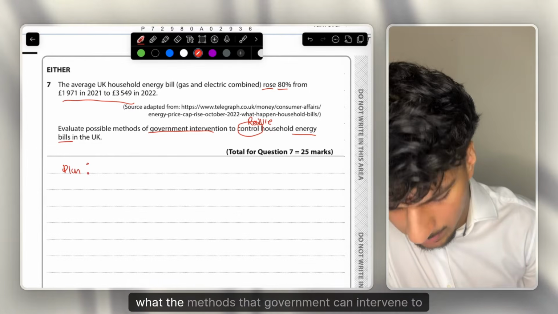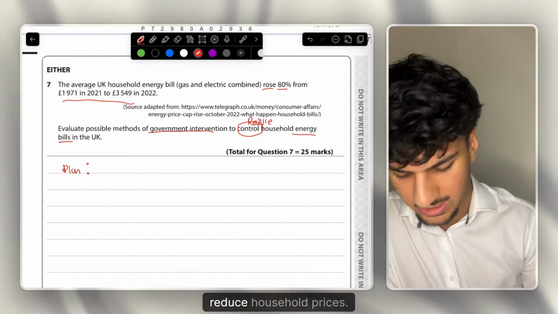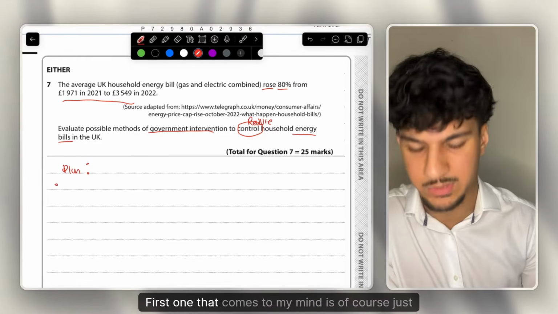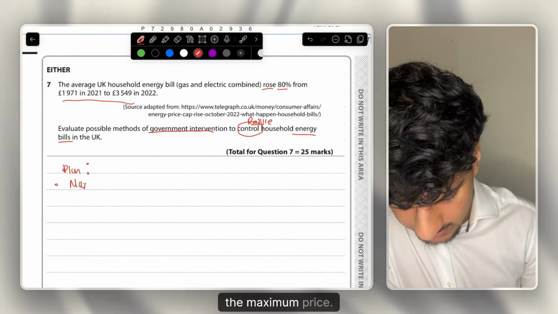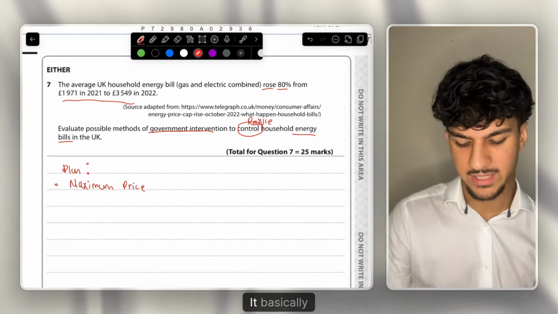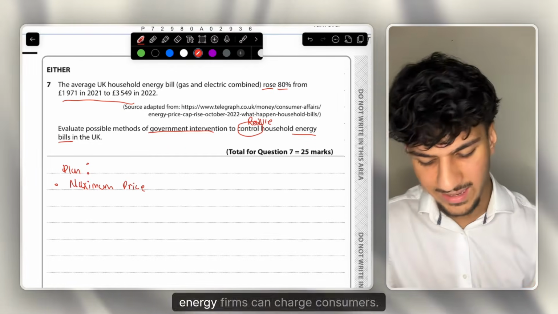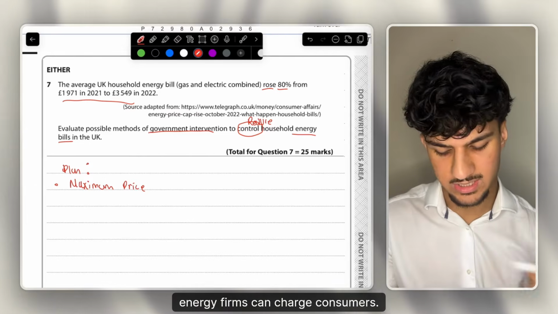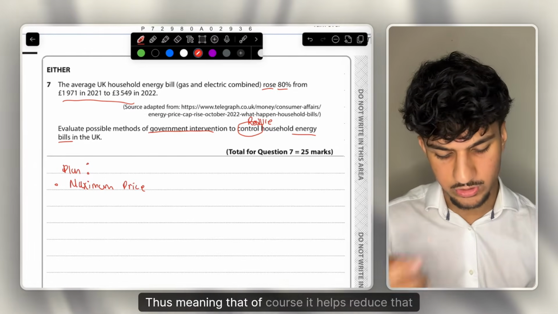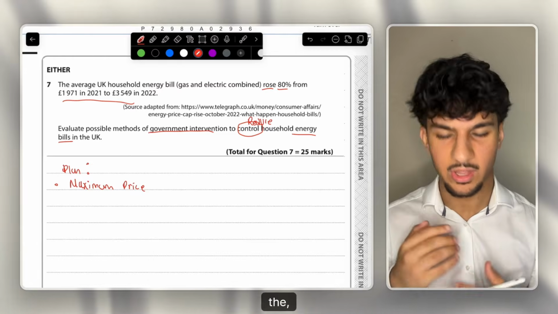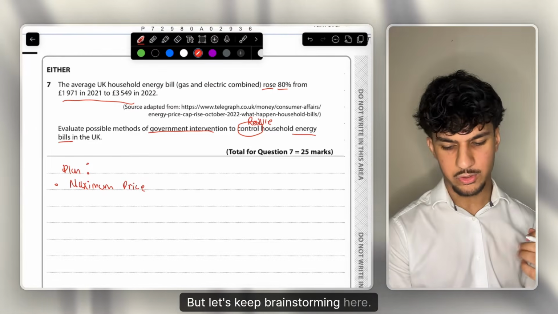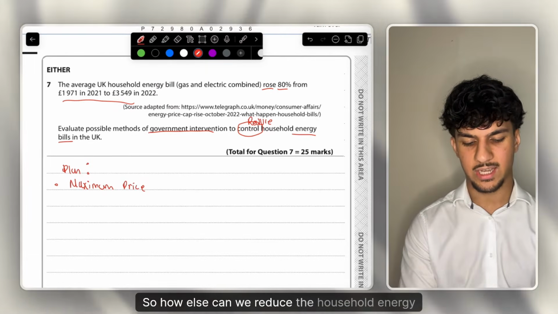So what are the methods that government can use to intervene to reduce household prices? First one that comes to my mind is, of course, just a maximum price. And why does a maximum price work? It puts a cap on how much these energy firms can charge consumers, thus helping reduce household energy bills. But let's keep brainstorming here. How else can we reduce the household energy bill?